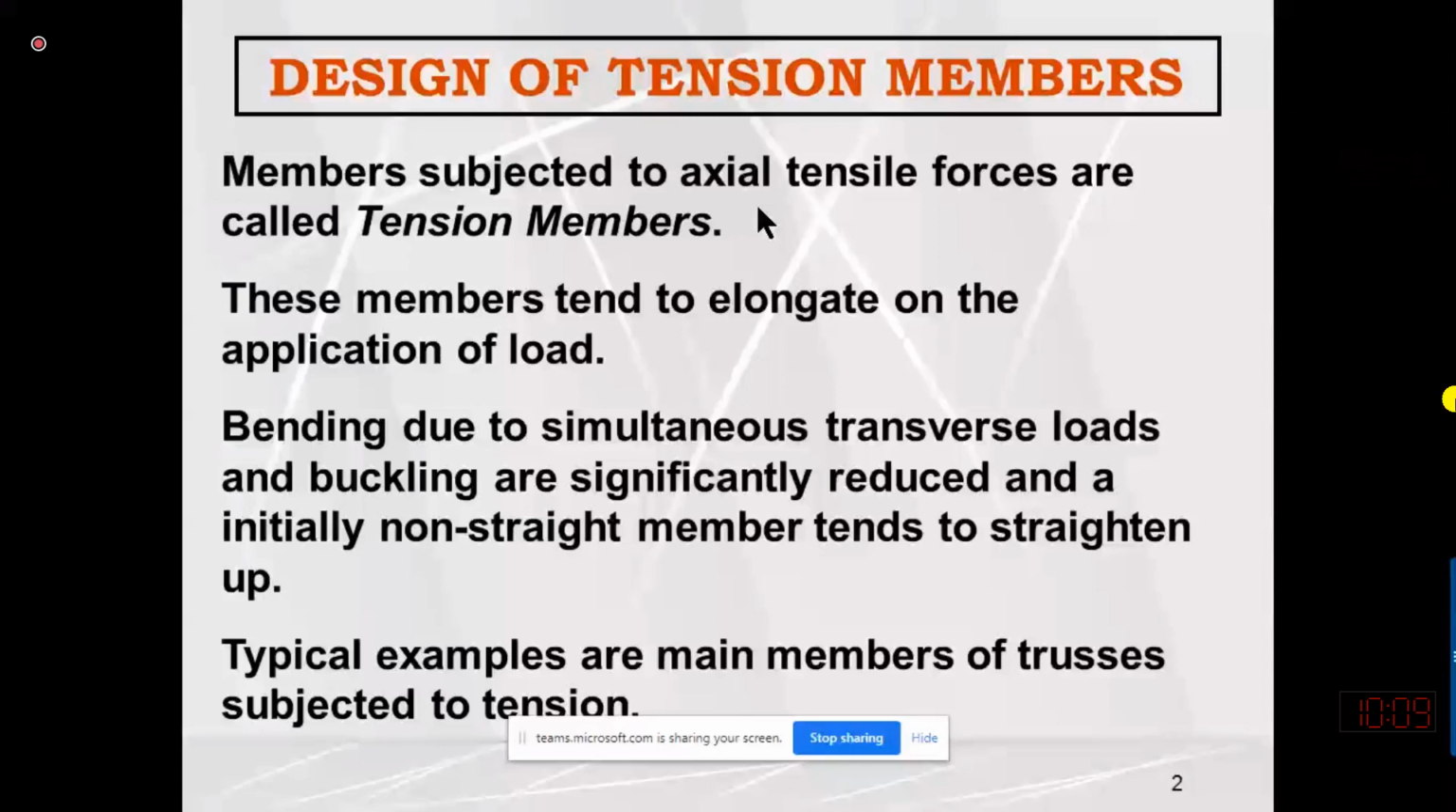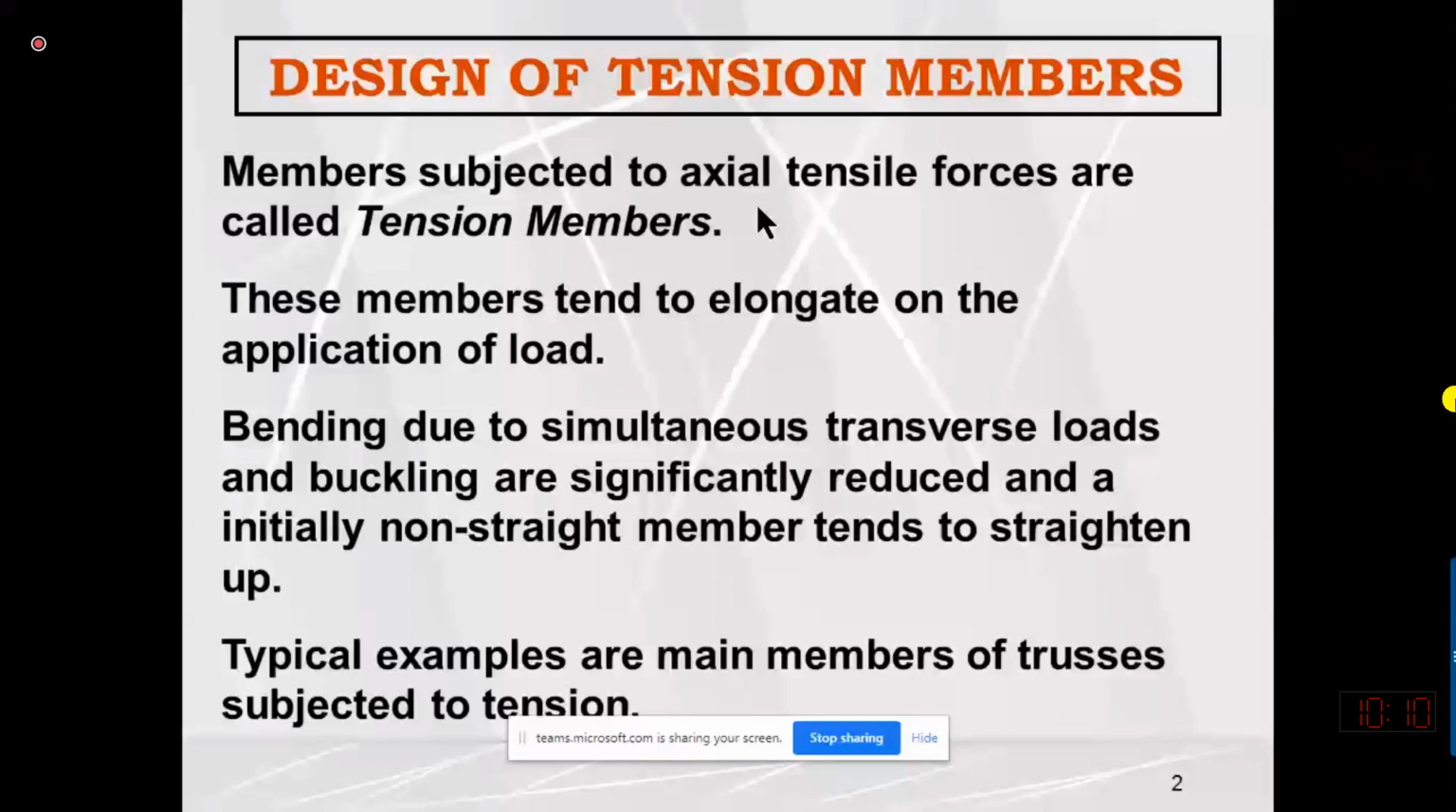So what are typical examples of a tension member? Typical examples are the main members of trusses. In trusses, you know that a truss is comprised of line elements which are concurrently joined in a triangular pattern. The truss members are subjected to axial tensile force or axial compressive force, because the load is only acting at a panel point or at a joint. So a typical example will be the tension member in trusses. Some other examples I will show you in the next slides.